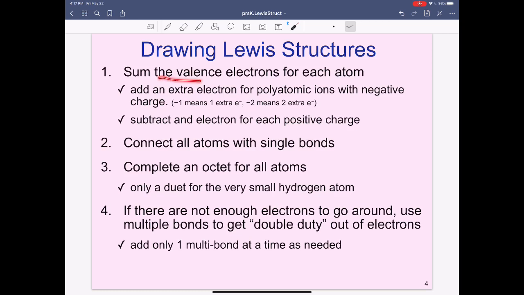So sum the valence electrons, connect all the atoms with single bonds, use electrons to complete an octet for all the atoms present, a duet of course only for hydrogen because it is so small. So we'll put electrons around each atomic symbol, and then if we find that we don't have enough electrons to go around, we will use multiple bonds, a double bond, maybe a triple bond. But it's important that we only add in one multiple bond at a time. We don't want to end up with too many multiple bonds and end up with more than an octet for atoms.